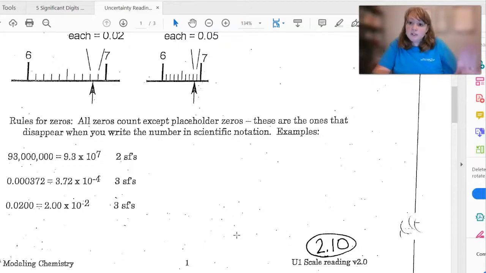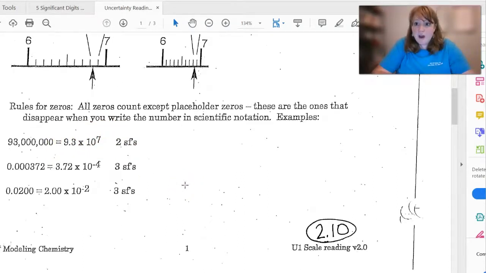Right, and we don't really need to worry about the rules for the zeros just yet. We're going to talk about that tomorrow, but basically zeros are just placeholders. And again, you'll look at that in tomorrow's lesson. Basically, if you can write it in scientific notation, the zeros are what you take away from scientific notation. Those are not significant. They're not important to the value other than to say it's a factor of 10, really.